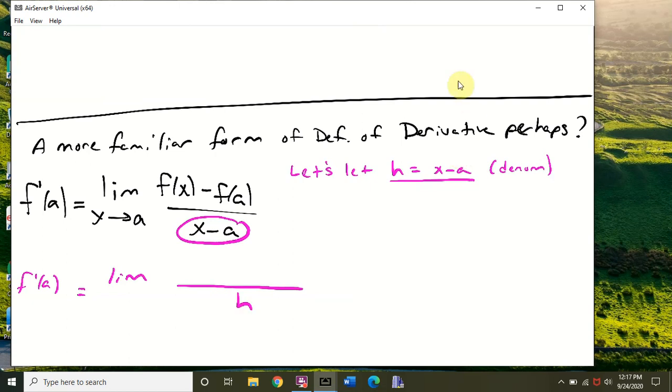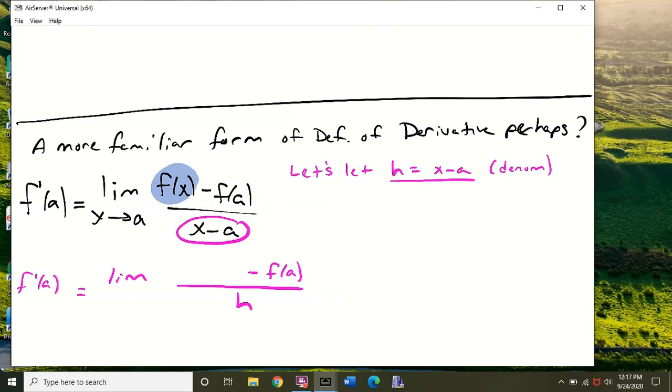Okay, so basically my job now is to take anything that's in terms of x and figure out what that entails for h. So the job is I'm going to get rid of anything with an x in it and turn it into something with an h. Well, let's see. Up here we have f of a. That doesn't have an x in it, so I'm going to leave that guy alone.